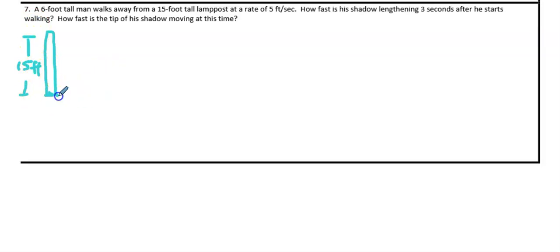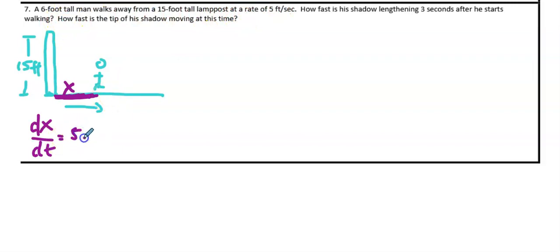So 15 feet, and so we have a person, and they're walking away. Okay, we're walking away at a rate of 5 feet per second. So we're going to call the distance between the person and the lamppost x. So as they're walking away, this distance here is x. All right, so the distance between the lamppost and the person is x. So if we can just identify that, then we can easily say that he's walking away at a rate of 5 feet per second.